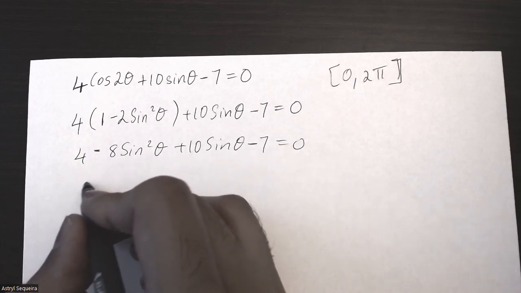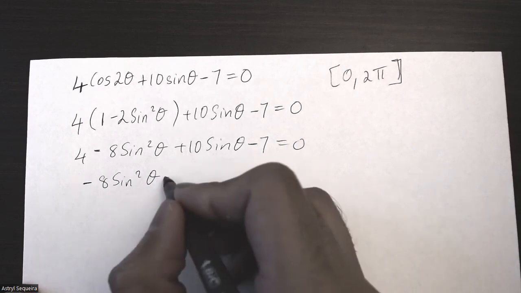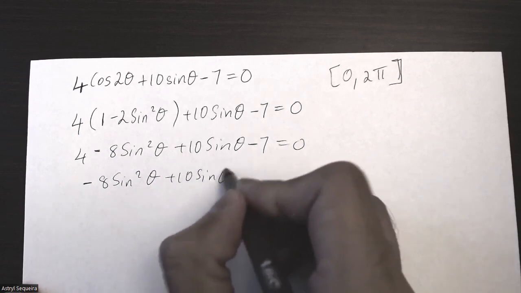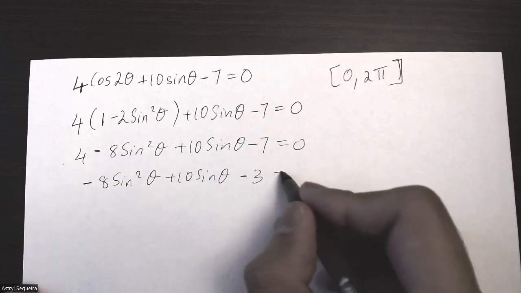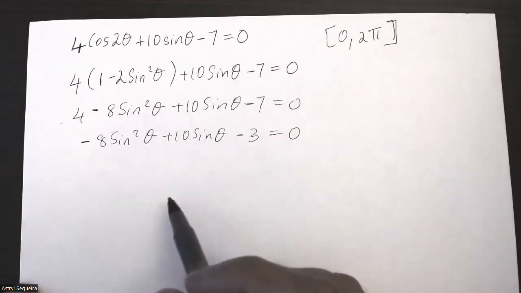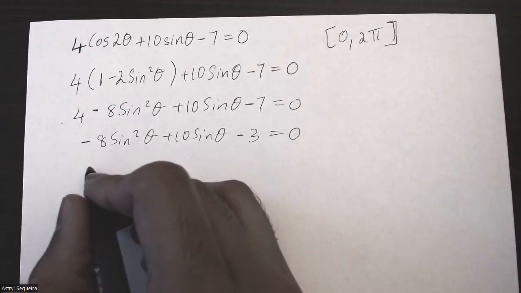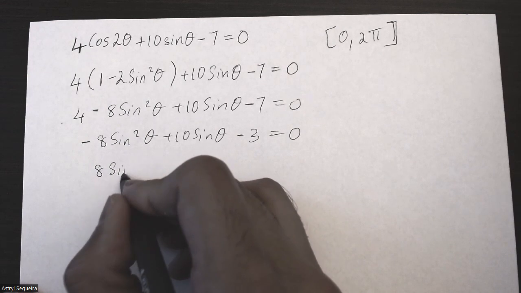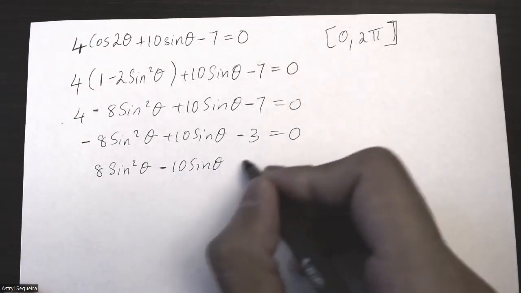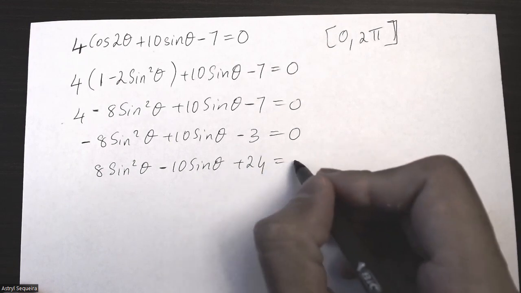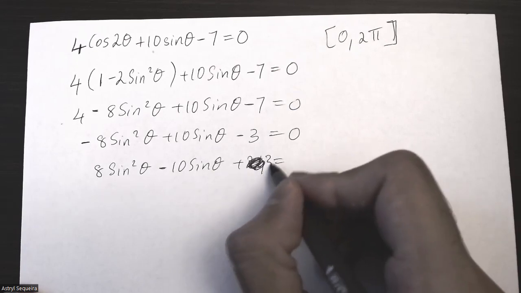I'll combine all my like terms and write it in order. So negative 8 sine square theta plus 10 sine theta minus negative 7 plus 4, which is just negative 3, equals 0. Now I'll divide everything by negative 1 because I like to have my first term as positive. So 8 sine square theta minus 10 sine theta plus 3 equals 0.